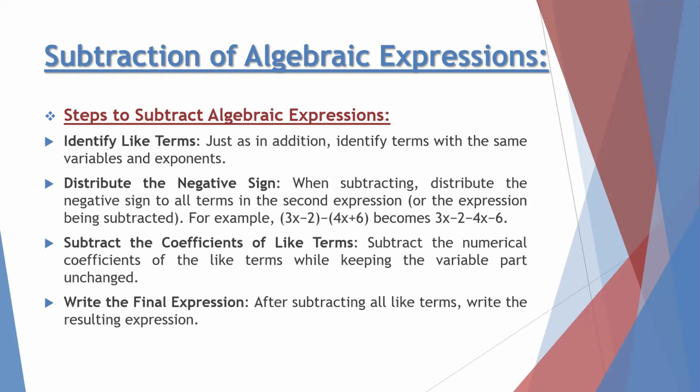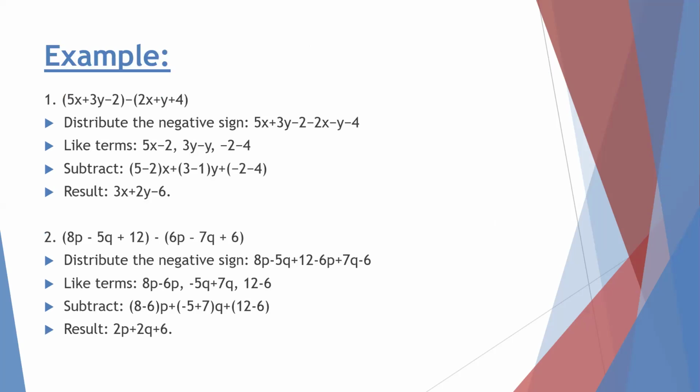So here, what steps are to be remembered? Bring all the like terms together, distribute the negative sign to the second expression correctly. Third, subtract the coefficients of like terms, and the last will be your result. Let's understand this better with some examples.